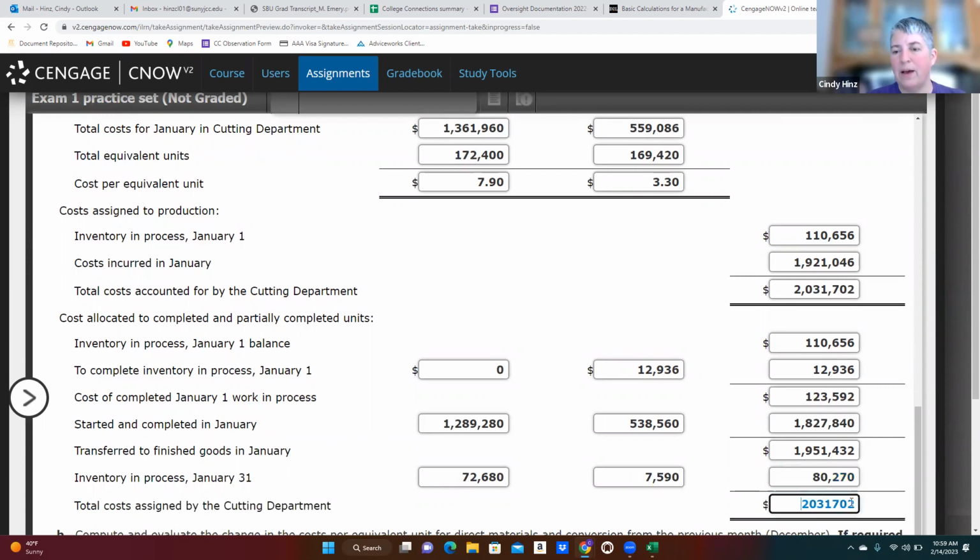And then I want to add down and make sure that my number does match. And it does. And so that's the cost of production report.